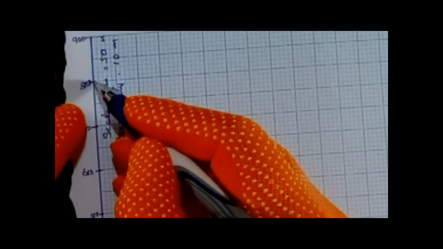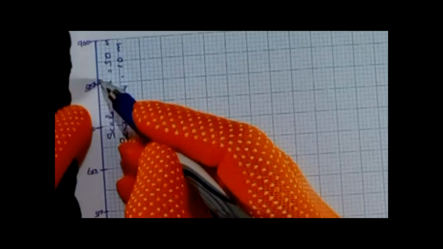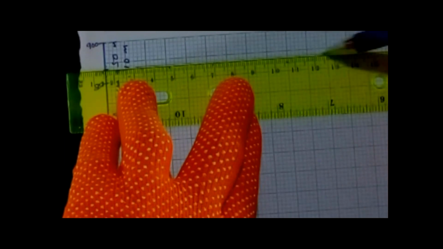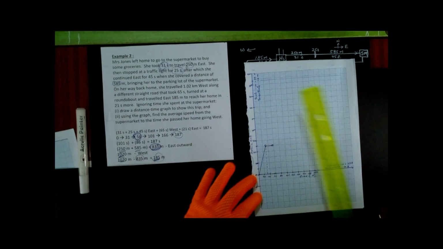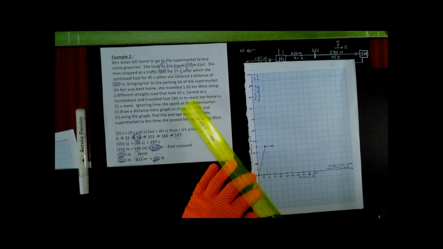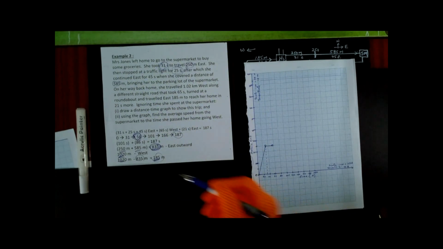That's 800. Remember, the sensitivity here now is 10. 810, 820, 830, 840. 835 would be exactly halfway between there. And we could draw a very, very light line coming across like that. That's our 835 line. And the time she took to do that was 45 seconds.